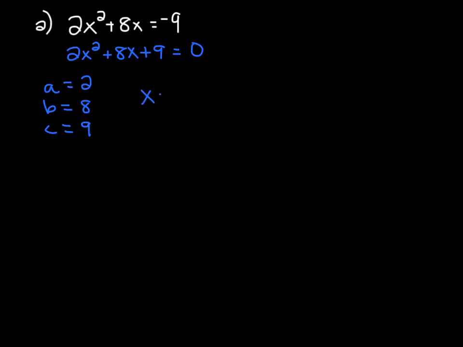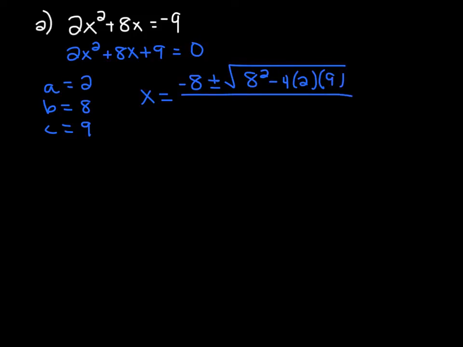So we have x equals -8 plus and minus the square root of 8 squared minus 4 times 2 times 9, and that whole thing is going to be over 2 times 2. Okay, so we have x equals -8 plus and minus radical. All right, well, if we want to figure out what 8 squared minus 4 times 2 times 9 is, that's going to give us a -8. So we have a -8 under the radical. And then 2 times 2 is 4.